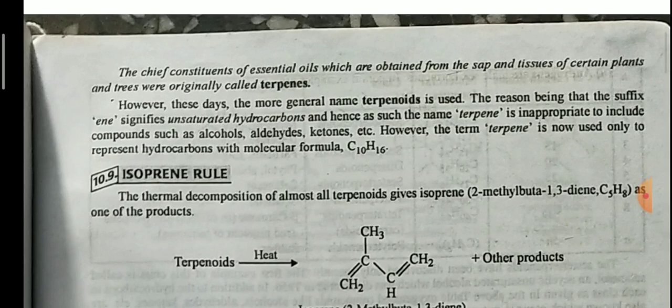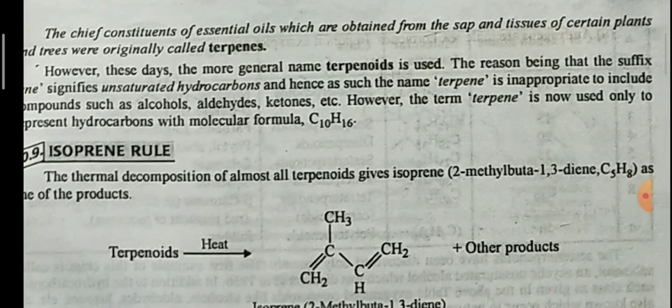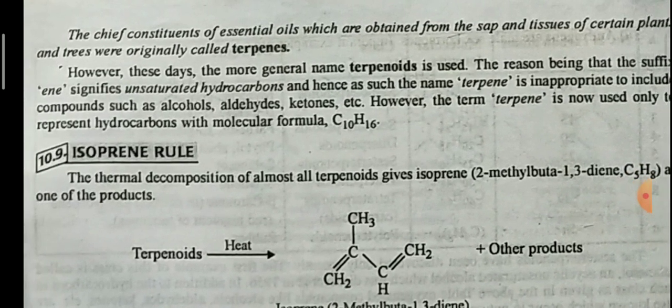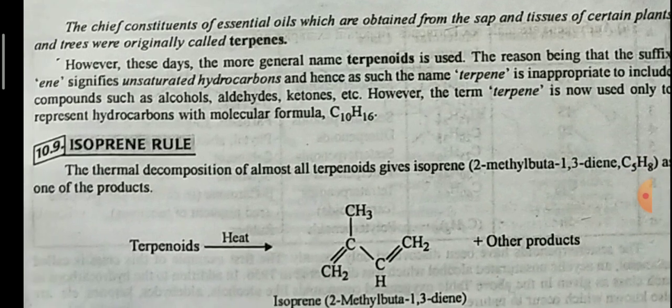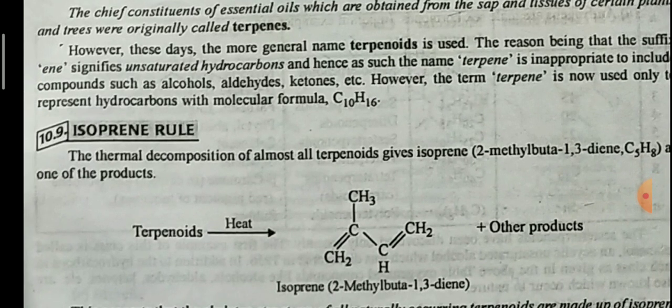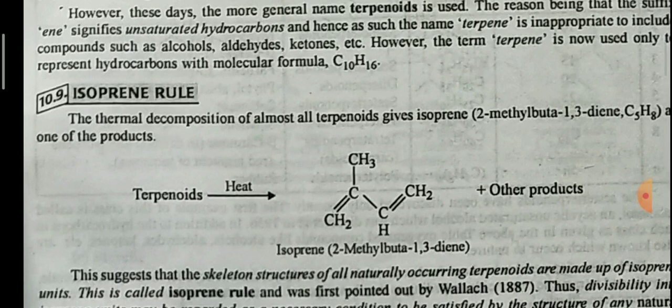The chief constituents of essential oils, which are obtained from the sap and tissues of certain plants and trees, were originally called terpenes. However, these days the more general name terpenoids is used. The reason being that the suffix "ene" signifies unsaturated hydrocarbons, and hence the name terpene is inappropriate to include compounds such as aldehydes, ketones, etc. However, the term terpene is now used only to represent hydrocarbons with molecular formula C10H16.